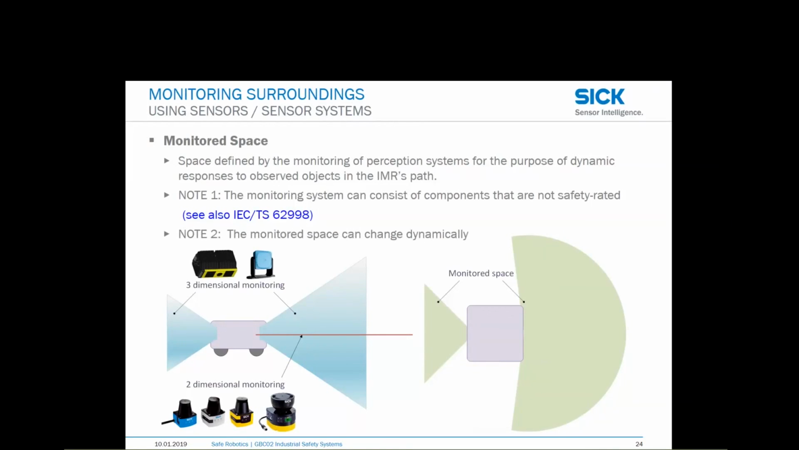When the monitored space can change dynamically, we need to think about things going on during the motion. We may have the actual articulation or the attachment doing something, manipulating, moving material, and that can be happening dynamically while the platform's in motion. So there's a lot of other things to consider when we think about safe sensing of objects.